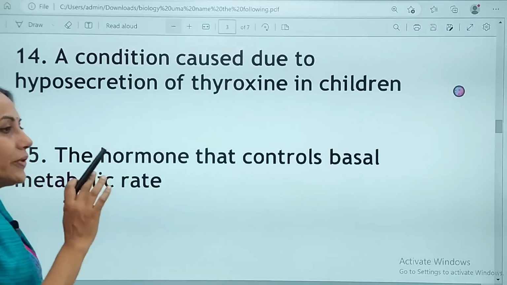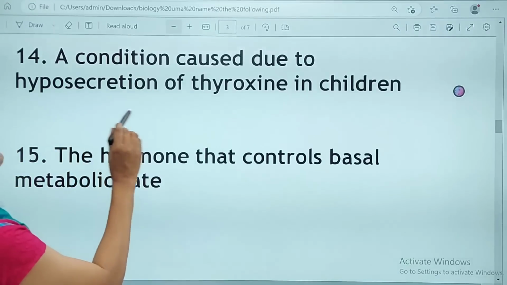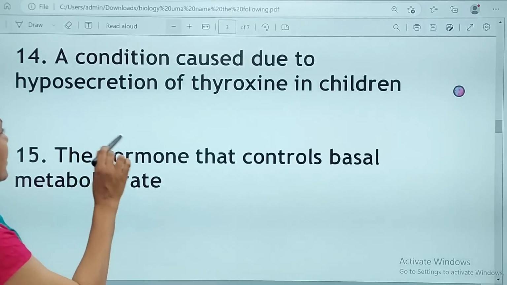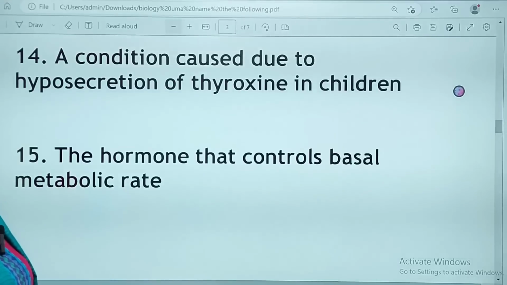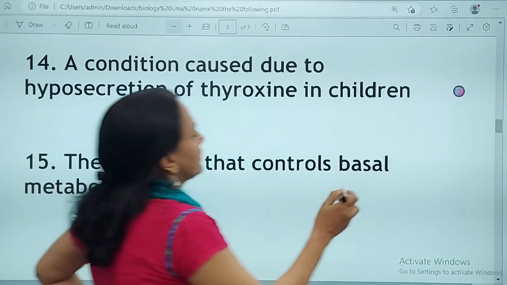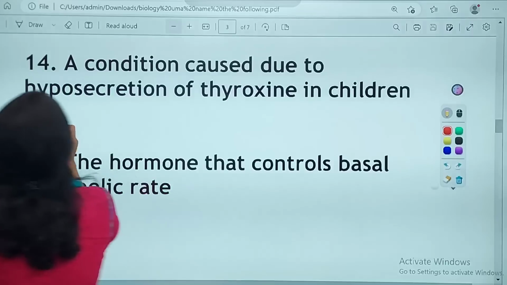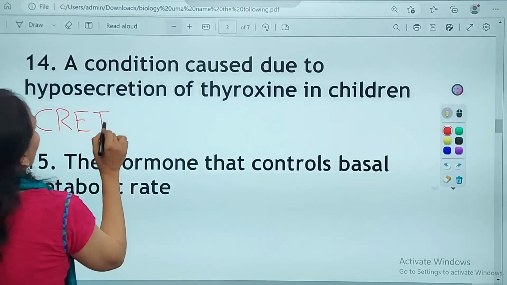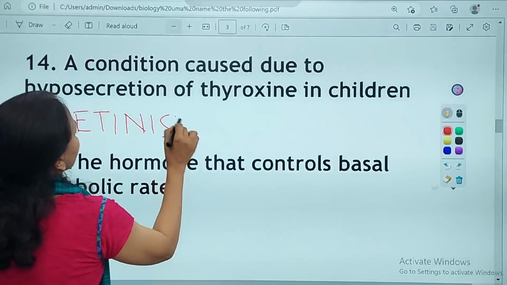And in children, there are different conditions that can be there. Largely, what I would say is, even in this question, a little tricky it sounds, a condition caused due to hyposecretion of thyroxine. If it happens while the baby is still in the womb, it's an infant we are talking about, then it is a condition that's called cretinism, because the baby will be born cretinism, it's called, okay?